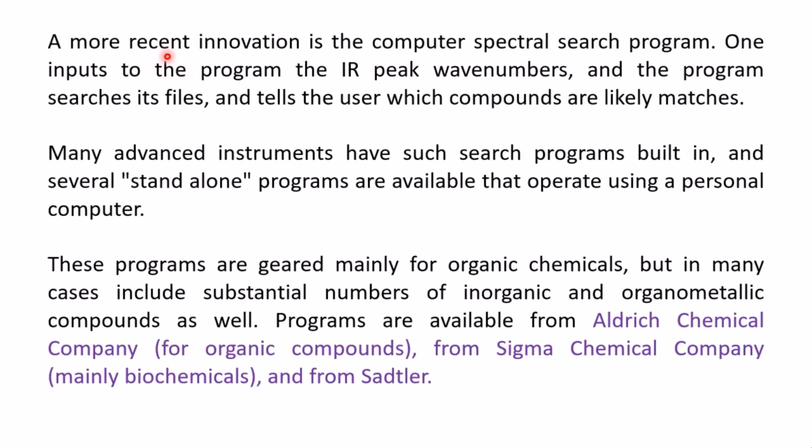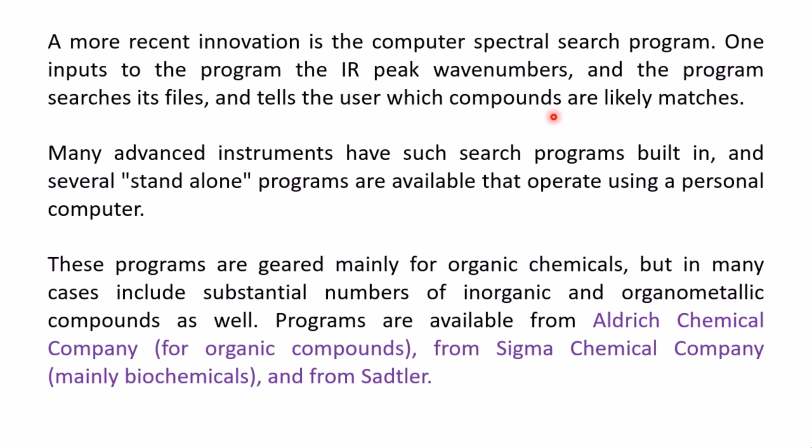So a more recent innovation is the computer spectral search program. Now, what happens is one inputs into the program the IR peak wave numbers that you get from the spectrum, and the program searches its files and tells the user which compounds are likely matches. So, it helps us. What you have to do is run your IR spectrum. If it is difficult to interpret, then you can input these wave numbers into the software, and the software will give you possible matches.